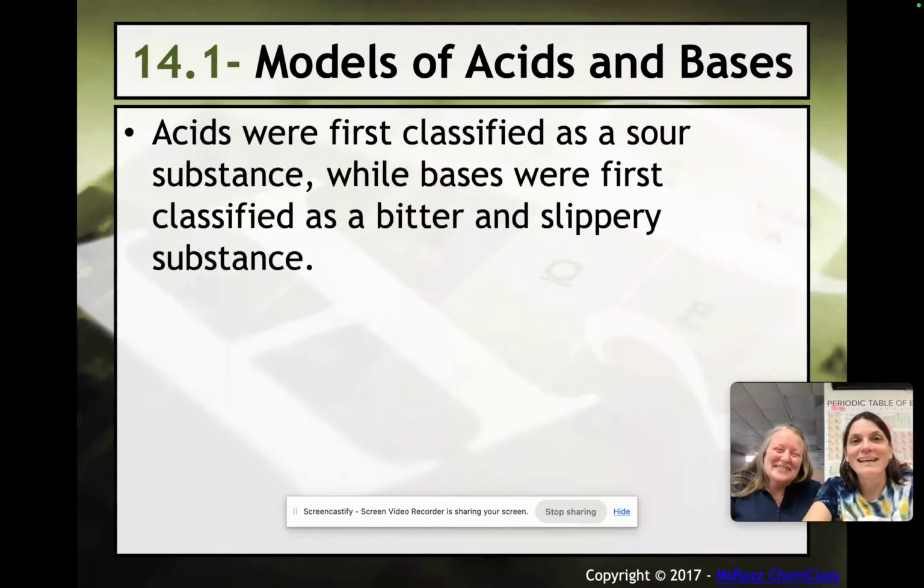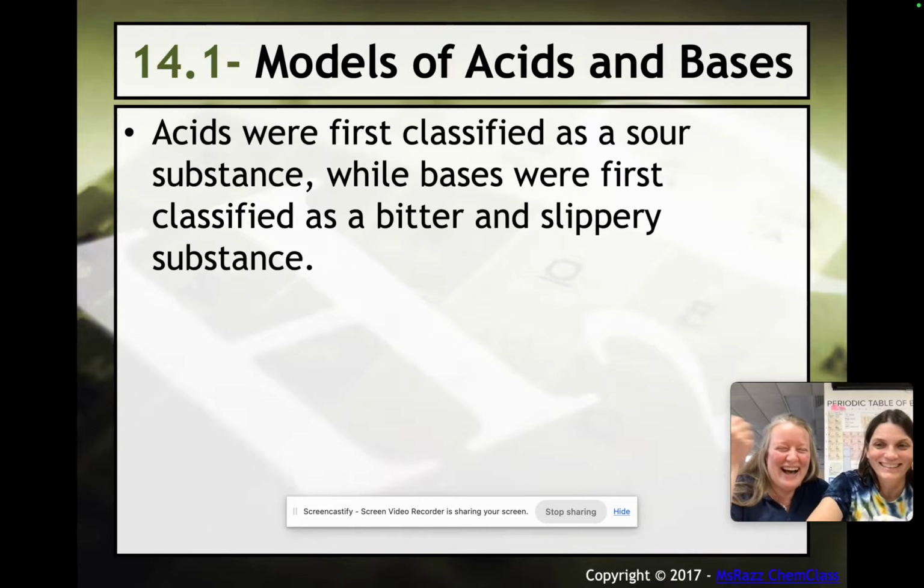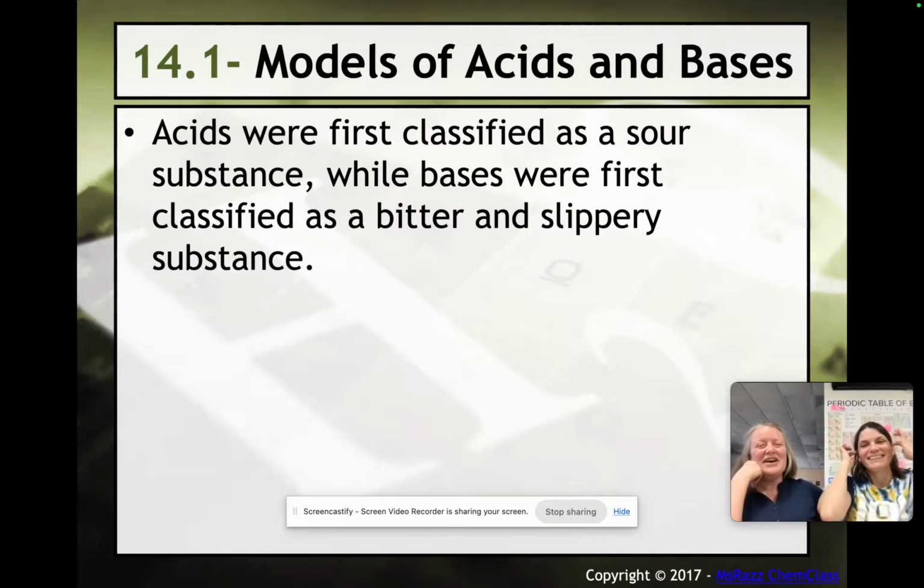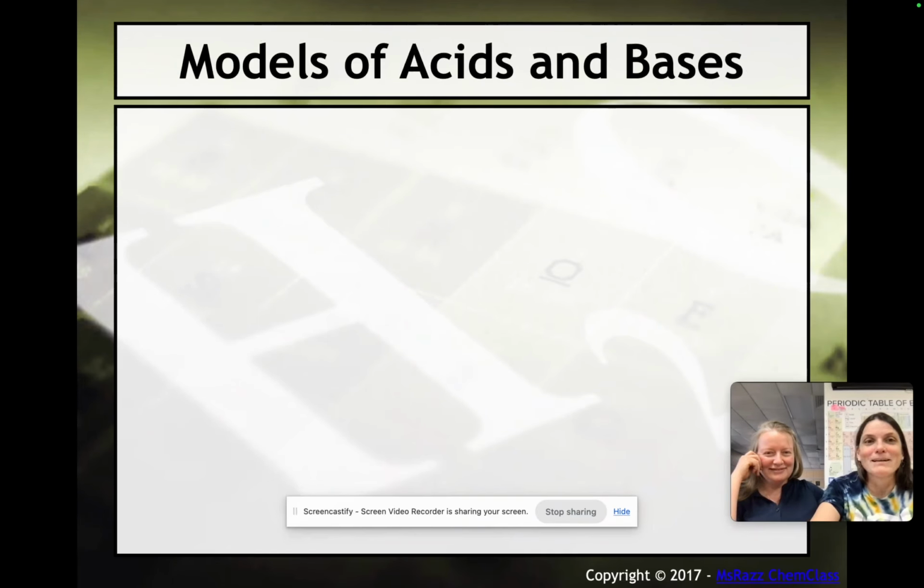Okay, so some properties of acids. Well, you know what they are, right? They taste sour. Bases feel slippery, kind of like soap. Sour Patch Kids, for example, have citric acid. All right, don't be tasting things, any of you, to find out if they're acids or not, okay? We don't do that.